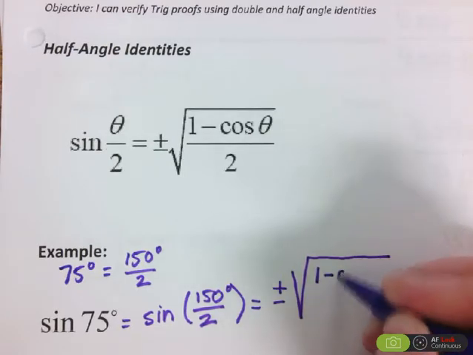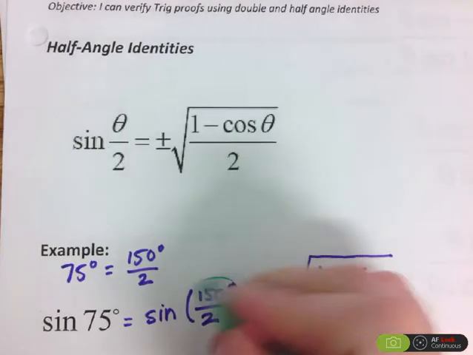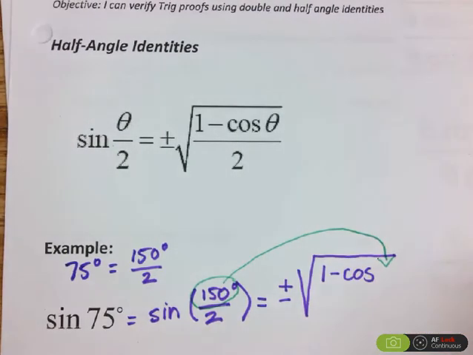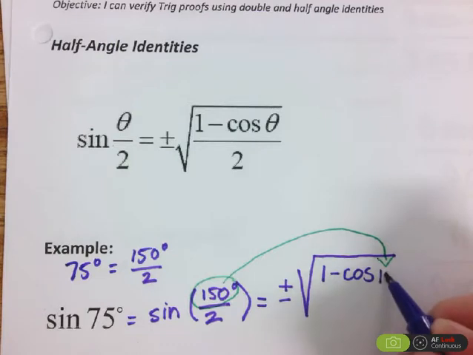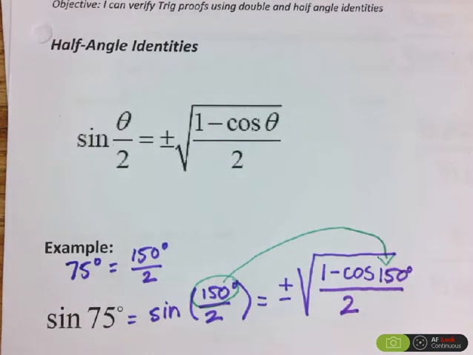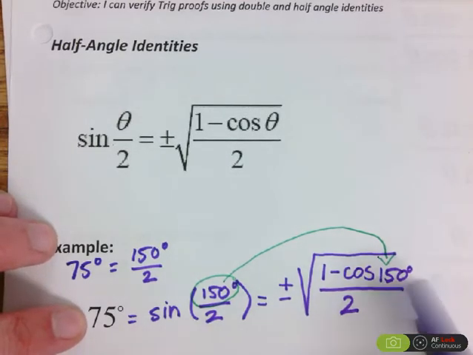1 minus cosine theta. Now that theta is the number that is on top of the 2, this number. So this number goes right here. And then over 2. Now this is a new formula, guys. It's on your calendar, but we haven't used it before. So I don't know the sine of 75, but if I rewrite it this way, now I only need to know the cosine of 150.